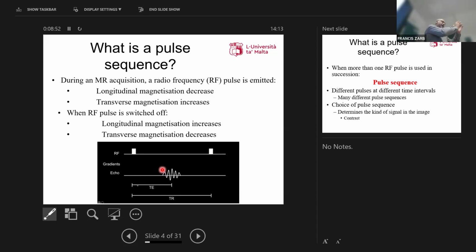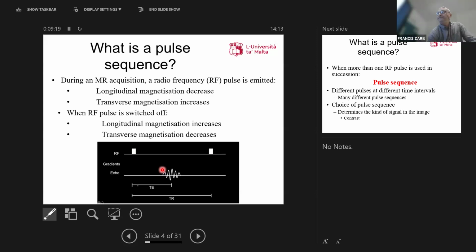So you have the RF pulse or series of pulses, the echo, and then you repeat again. And you can repeat as much as you like. The more you repeat, the more is the signal strength. It is called the number of acquisitions, or the number of excitations.